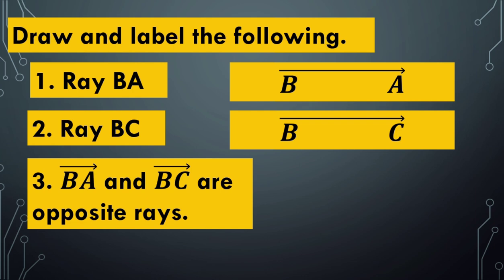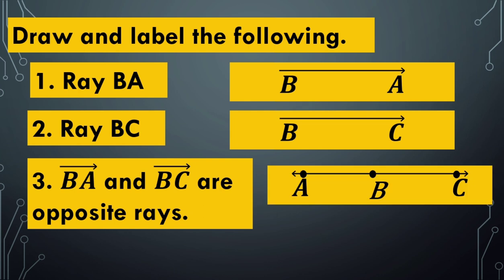Next, how are you going to illustrate that Ray BA and Ray BC are opposite rays? So, when we say opposite, ibig sabihin, nasa magkabilang direction sila. So, paano mo ipapakita na itong Ray BA at si Ray BC ay papunta sa magkabilang direction? Okay, so we have this figure. Since B is your endpoint, also in Ray BA, you have to place B at the middle or at the center since that is the endpoint. And then A and C are the infinite direction, so place your A and C on both sides but in opposite directions.